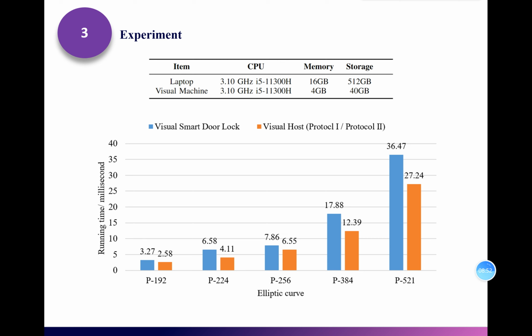It can be noted that the running time on the smart lock is a little longer than the running time on the host. It's reasonable because the verification requires more time to generate random numbers and timestamps. The average running time increases as the complexity of the elliptic curve increases, which also means the strength of the security.